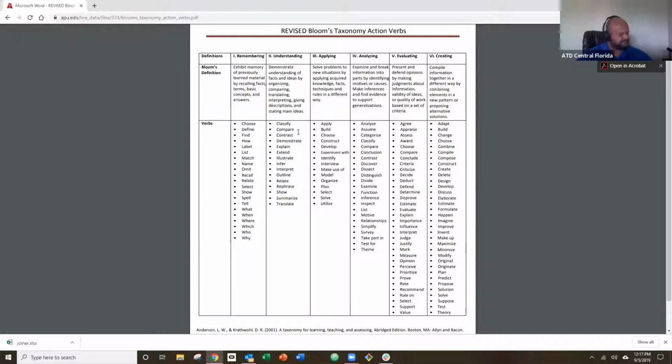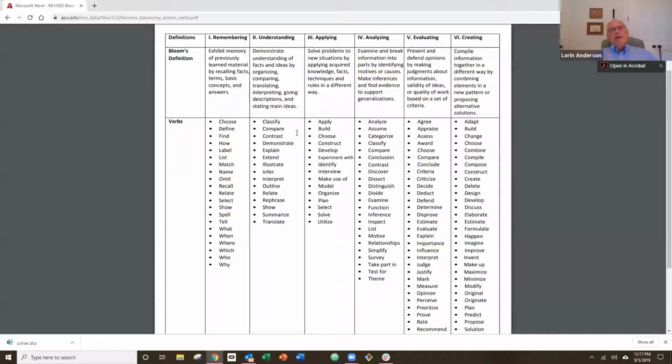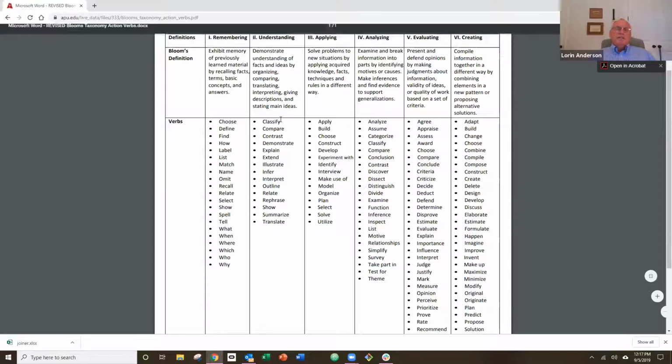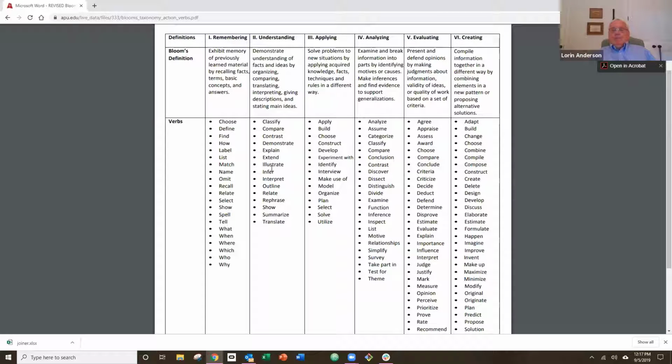Well, that's an interesting combination, because compare means look at similarities and differences. Contrast means look at differences. And so compare and contrast means look at similarities and differences, and then differences again. Okay, that's redundant. If you understand that compare means to look at similarities and differences, you don't need contrast in there.